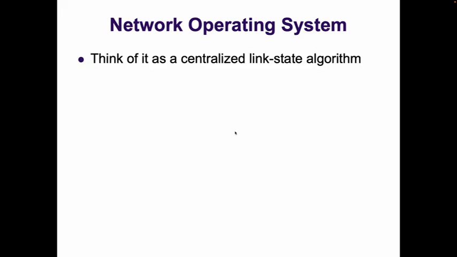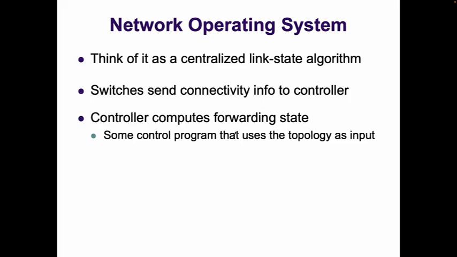So the network operating system, you just think of it as a centralized link state algorithm. What does link state do? Link state says, I'm going to tell everybody about my neighbors. And then everybody has a network graph. And here we send it to just a couple of these controllers. They're replicated, but we send it to the controller rather than sending it to everybody. And the controller then computes the forwarding state and hands it back. Okay? And it's some control program that uses the topology as input.